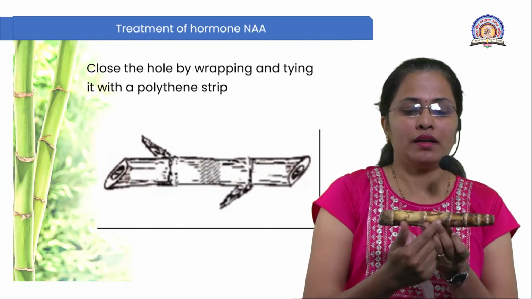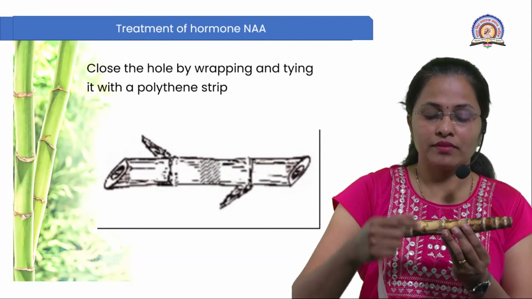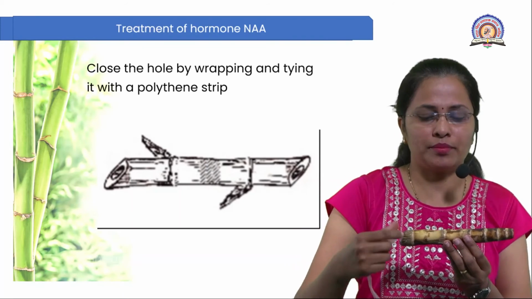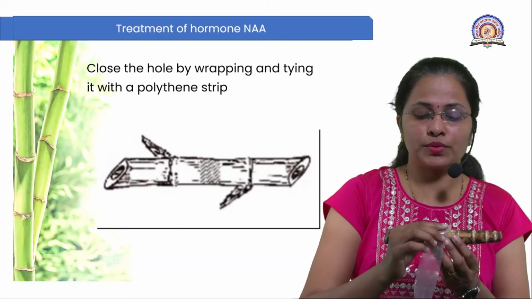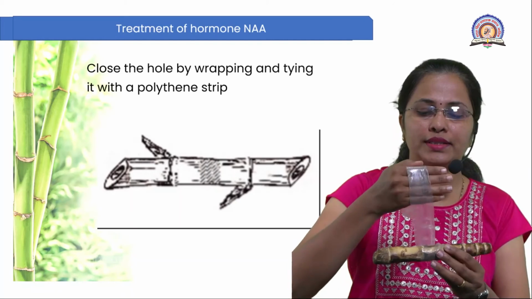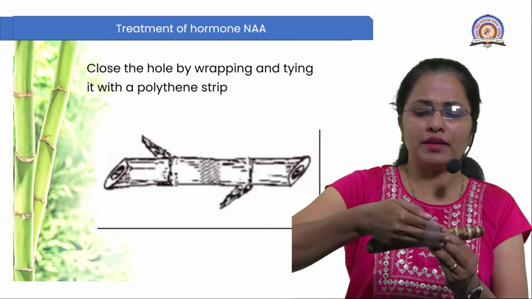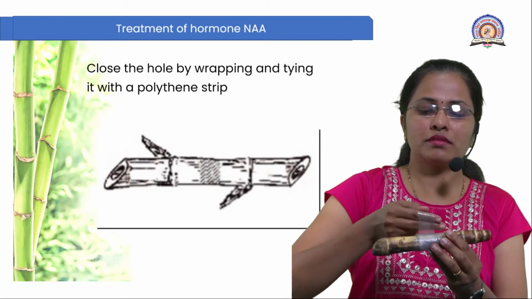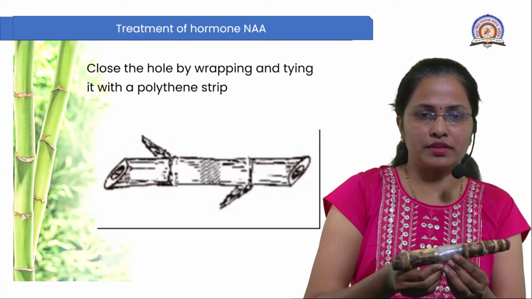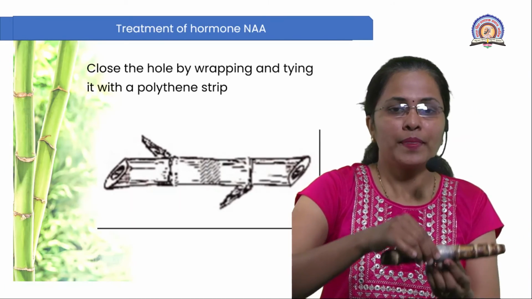Now you can see here at the internodal portion, I have prepared one hole. Within that hole, I have placed NAA, about 100 ml, and now we are going to seal this hole by means of a polythene wrap very tightly. We are going to wrap it with the polythene bag, and then tie it with thread, or we can place it as it is within the nursery bed horizontally.